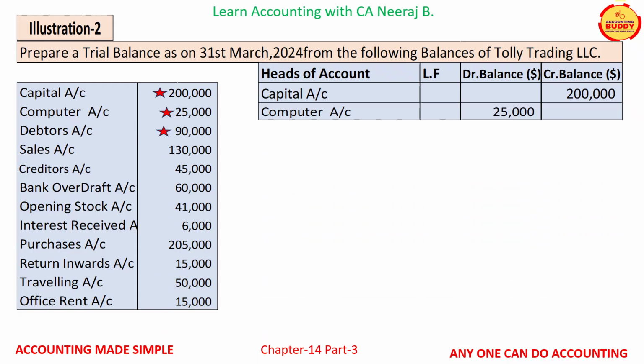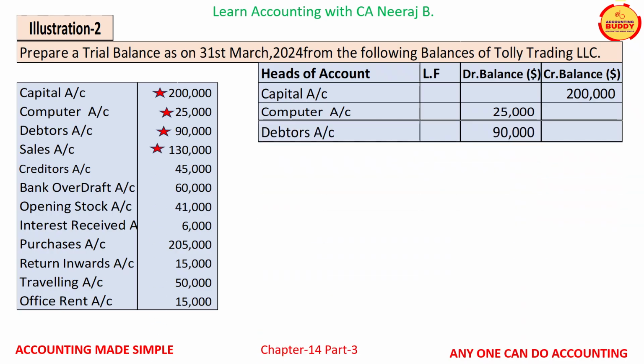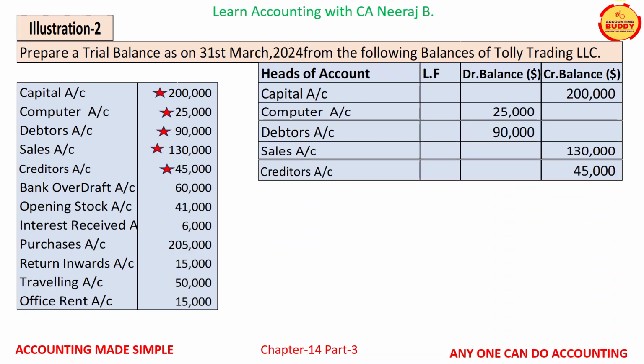Debtors accounts are the amounts receivable from the customer and are assets of the business. Therefore, debtor account is placed in the debit column. Sales is an income account, so sales account is always placed in the credit column. Creditors are those to whom the business owes money and they are classified as liabilities of the business. Therefore, creditors account is placed in the credit column.